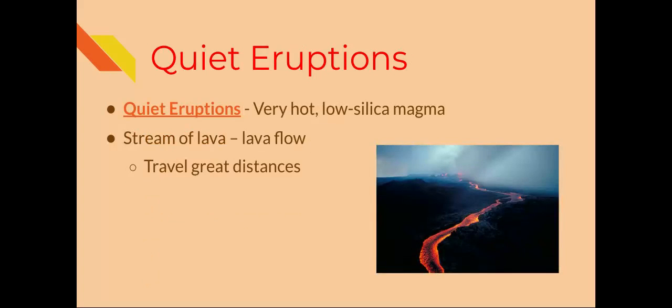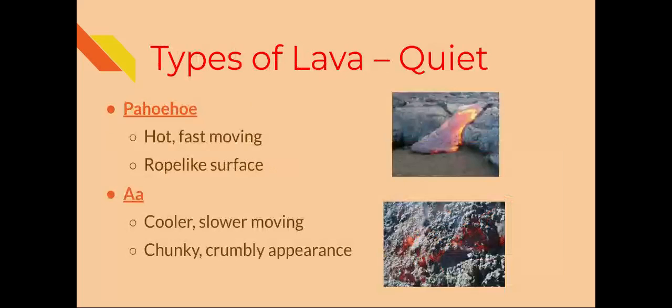So let's talk about the two types of eruptions. First, we have quiet eruptions. Quiet eruptions are the result of very hot, low silica magma, and this means that their viscosity is going to be lower. It's a stream of lava, and the lava that flows from quiet eruptions can actually travel great distances.